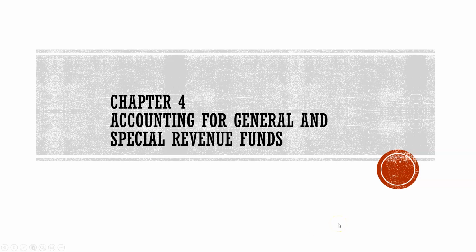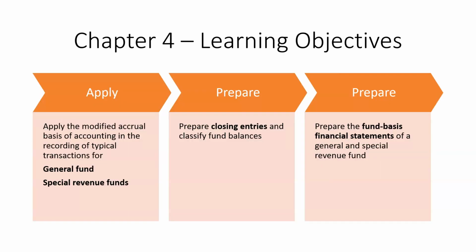All right, so we're going to get started with Chapter 4. With Chapter 4, we're going to be talking about how we account for monies that are in the general fund as well as the special revenue fund. Recall, these are two fund types that live in our governmental category funds. So really the nice thing about this chapter is that the general fund and the special revenue funds are accounted for in a very similar manner.